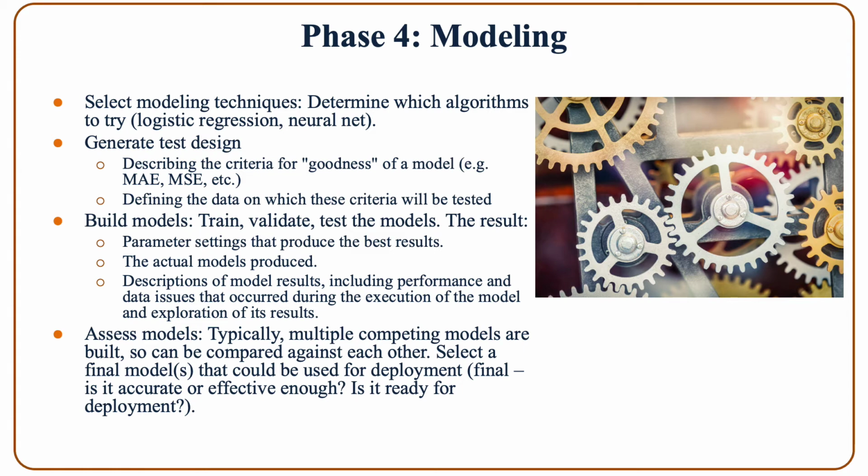Phase 4 is modeling. This phase is considered as the most exciting, but also the shortest phase of the project. In this phase, you build and assess various models based on several different modeling techniques. There are 4 tasks. The first task is to select modeling techniques. You would determine which algorithms to try. For example, with a classification problem, you may select logistic regression or neural networks.